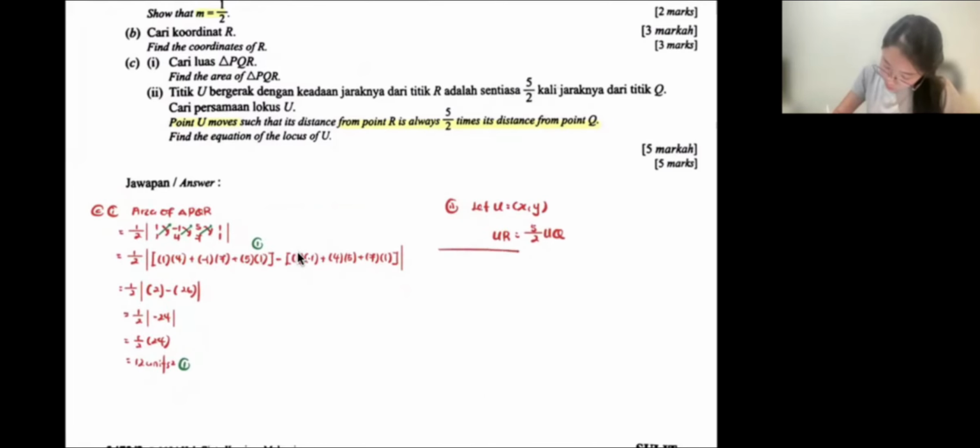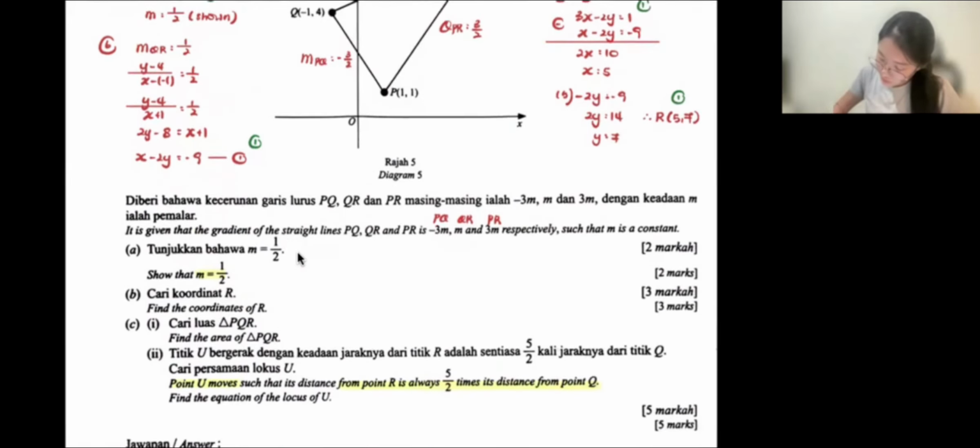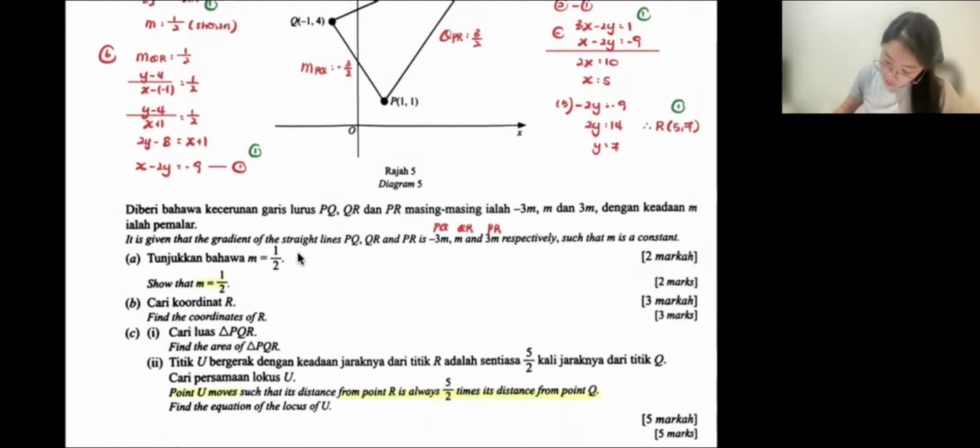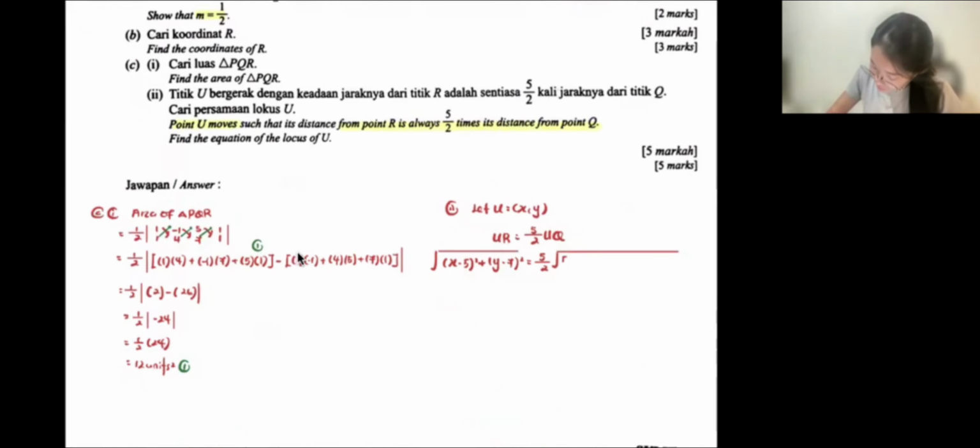All right, so square root of UR. R is (5, 7). So square root of (x minus 5) squared plus (y minus 7) squared equals 5 over 2 times UQ. Q is (negative 1, 4), so square root of (x minus negative 1) squared plus (y minus 4) squared. The distance formula is the concept of Pythagoras' theorem, basically finding your hypotenuse. If you want to remove the square root, you cannot just remove it like that. You have to square both sides, meaning you have to square 5 over 2 later.